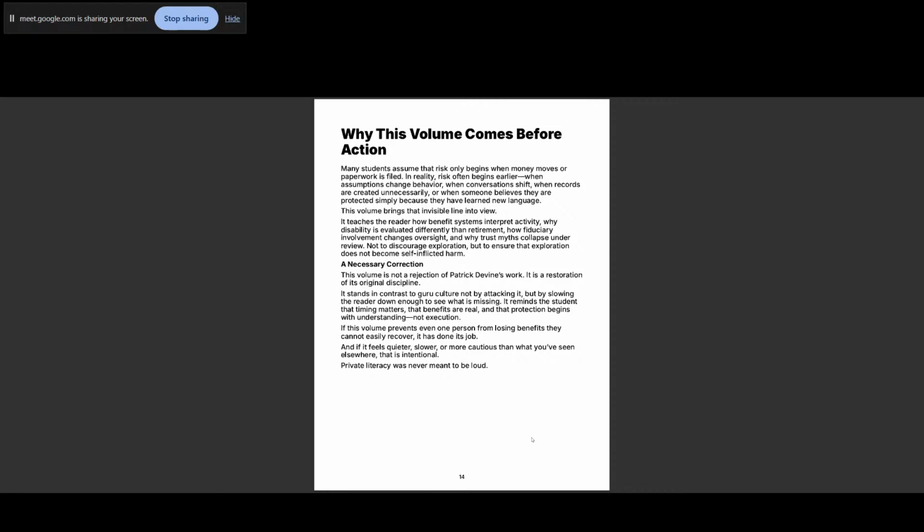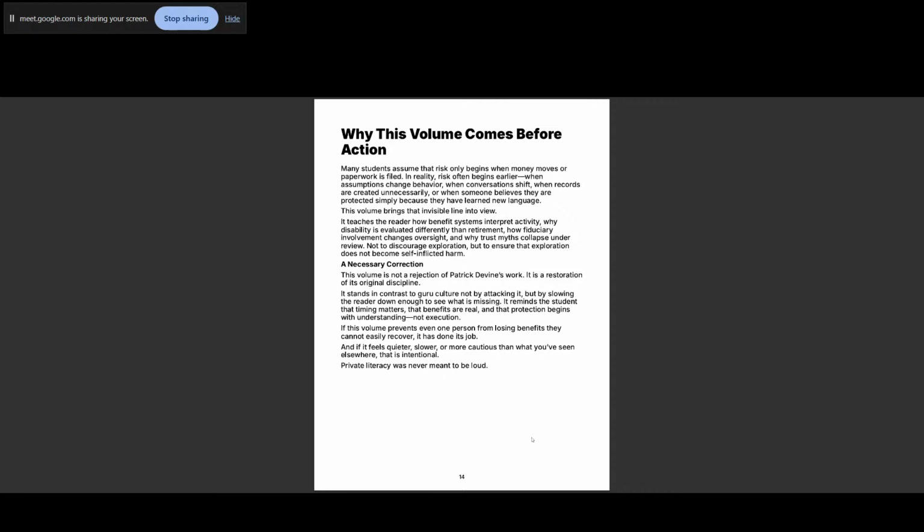Why this volume comes out before action. Many students assume that risk only begins when money moves or paperwork is filed. In reality, risk often begins early, when assumptions change behavior, when conversations shift, when records are created unnecessarily, or when someone believes they are protected simply because they have learned a new language. This volume brings that invisible line into view.